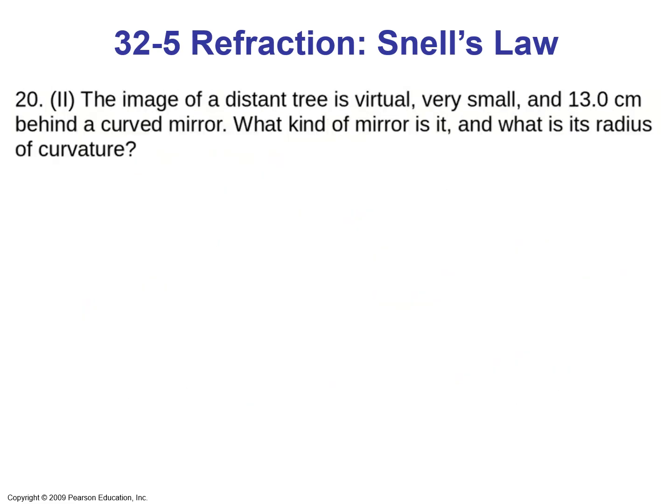Another example, problem number 20 in the book. The image of a distant tree is virtual, very small, and 13 centimeters behind a curved mirror. What kind of mirror is it, and what is its radius of curvature? The tree is at a far distance, so the distance of the object is infinite. The distance of the image is minus 13 centimeters because the image is behind the mirror.